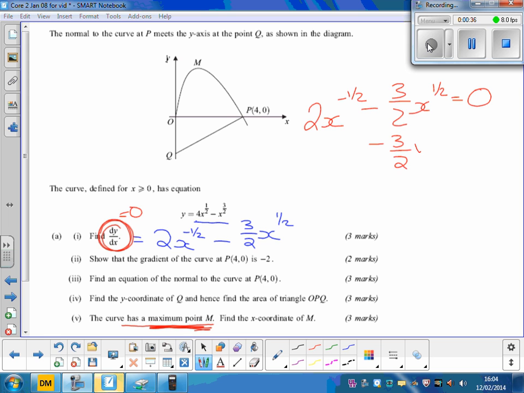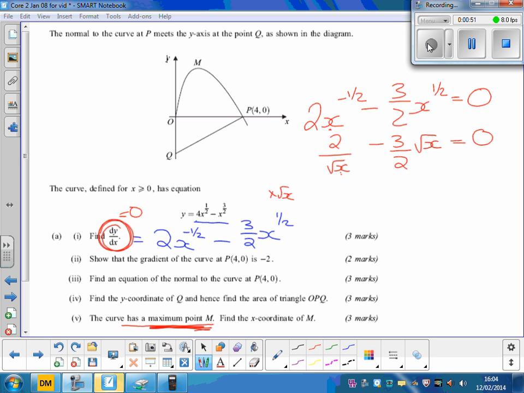It means 3 over 2 times the square root of x. And this is x to the power of minus a half, so this is 2 divided by the square root of x. That looks a bit better now, doesn't it? Don't like this horrible fraction here. Let's get rid of this.